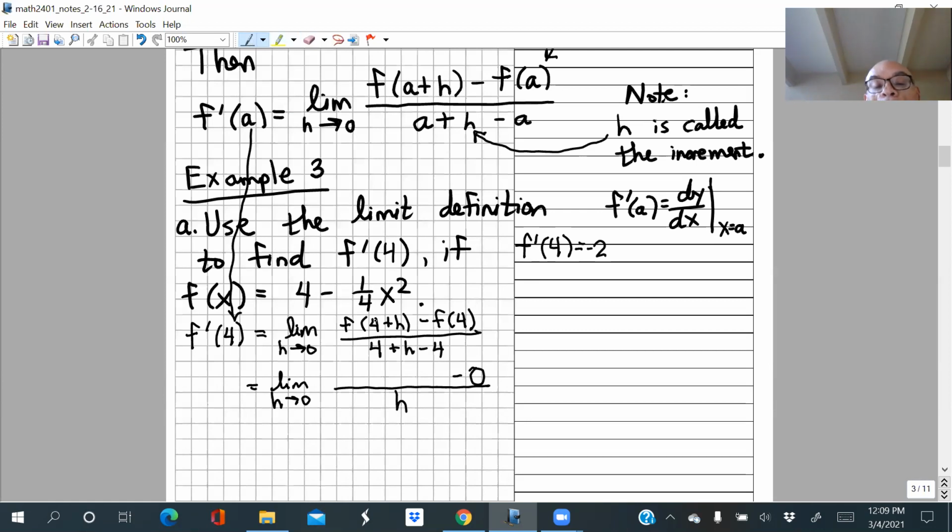So that's nice. Now, here's the tricky part, though. I have to calculate f of 4 plus h. So here's where I have to do a little bit of algebra. So I'm going to take 4 plus h and I'm going to plug it in for x in this formula. You want to do this part especially carefully because it's algebra, and people make mistakes with algebra, including me. So we have f of 4 plus h is going to be 4 minus 1/4, and then plug the 4 plus h in for the x. So you get 1/4 times 4 plus h squared.